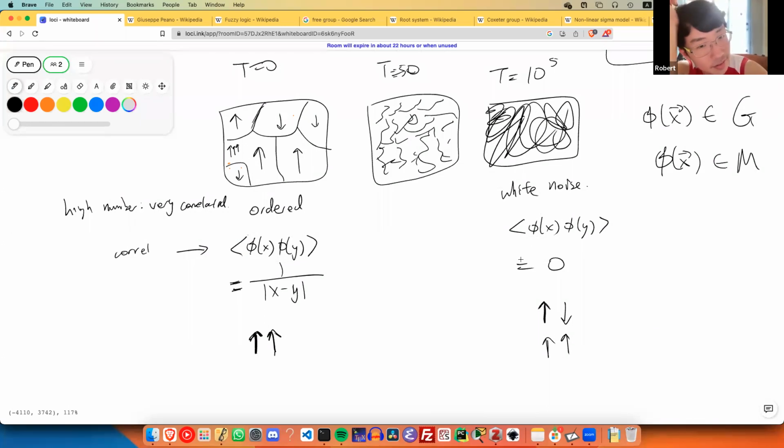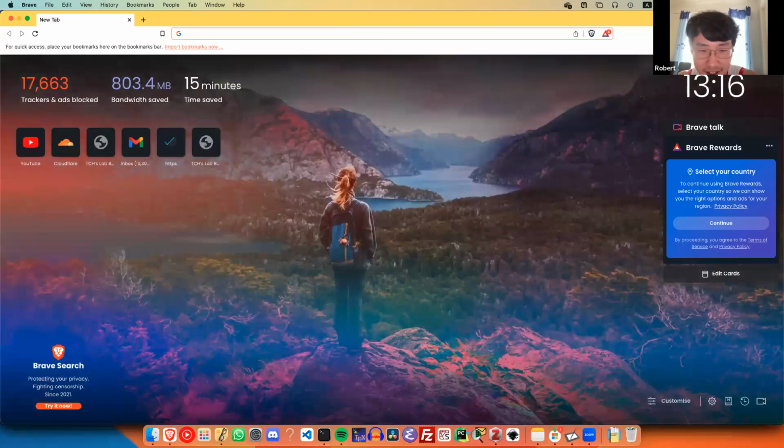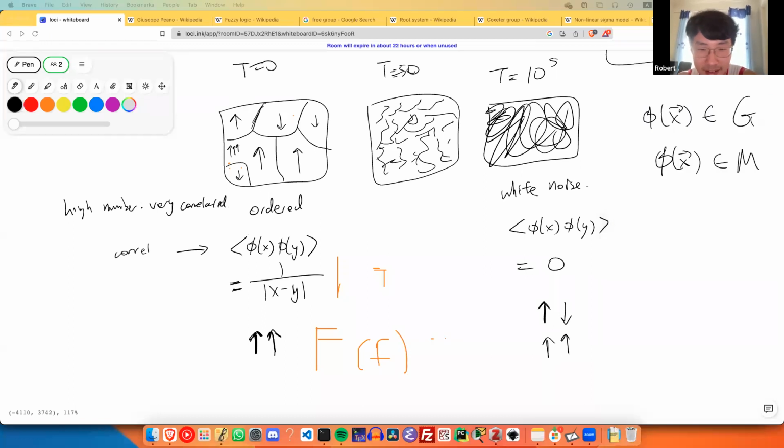I'm guessing this correlation function here is dependent on T. Maybe you have some functional that operates on your correlation function. Oh gosh, why is everything such a straight line? I have to use my trackpad. So this thing is dependent on T, it evolves based on time and it transforms your f or something. I'm just guessing, I have no clue how any of this works.